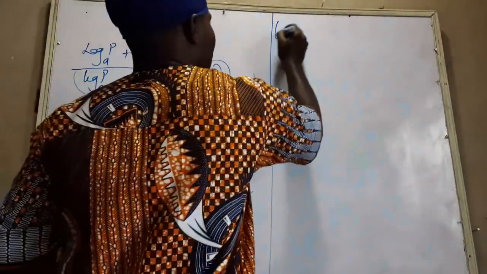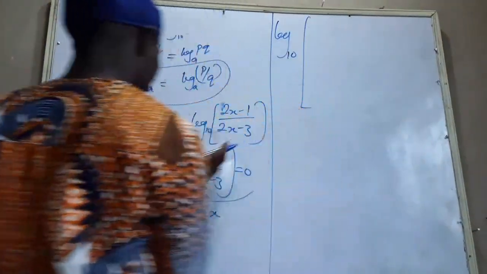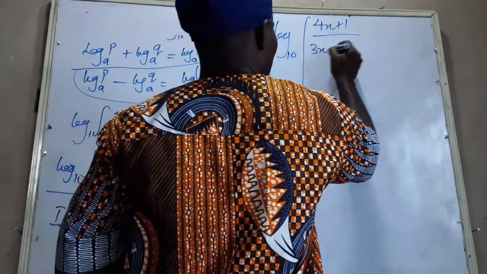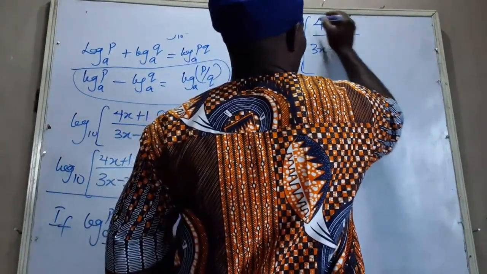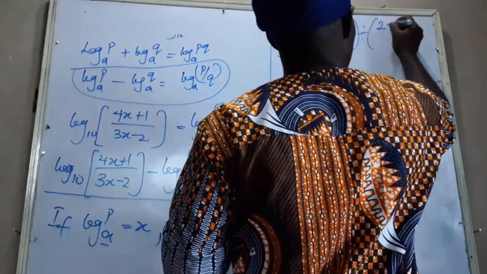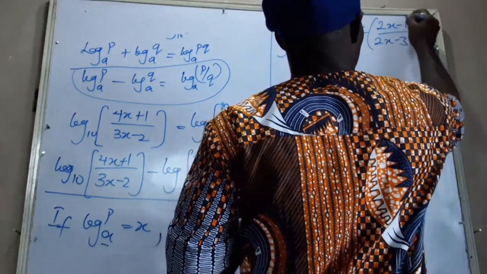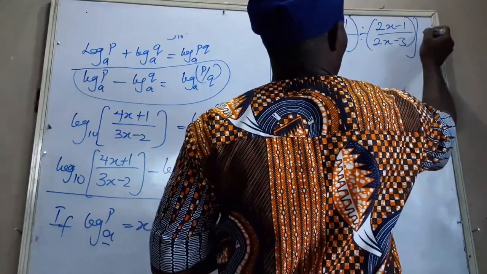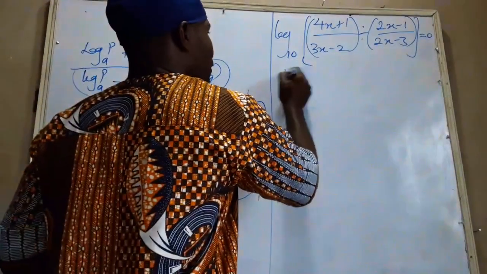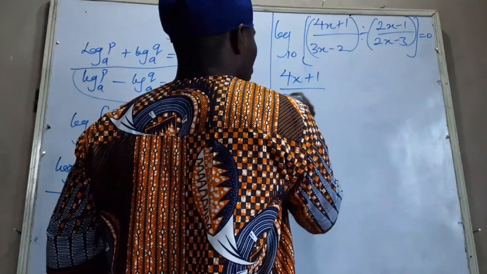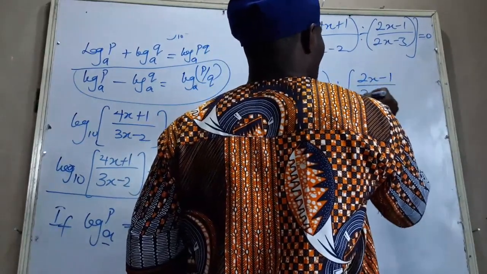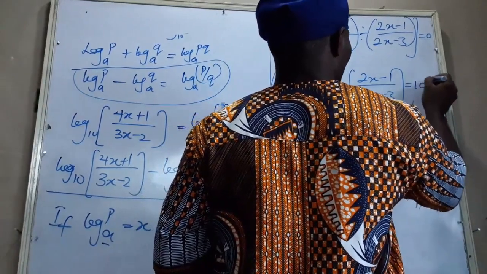The second rule, we have a log base 10 of 2. We must finish this rule. We have 4x plus 1 divided by 3x minus 2, open a bracket, you close, to divide, because it's a minus, to divide 2x minus 1 over 2x minus 3 is equal to 0. So good. Before you now consider these rules, we now have 4x plus 1 over 3x minus 2 divided by 2x minus 1 over 2x minus 3 is equal to 10 raised to the power 0.